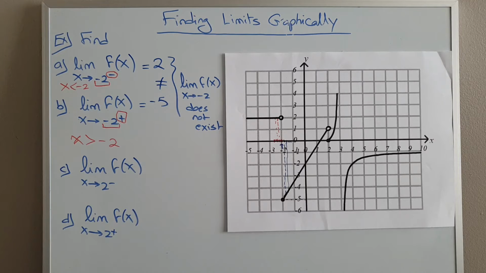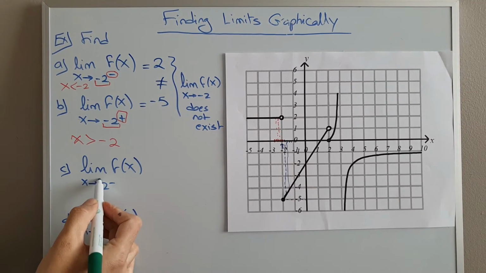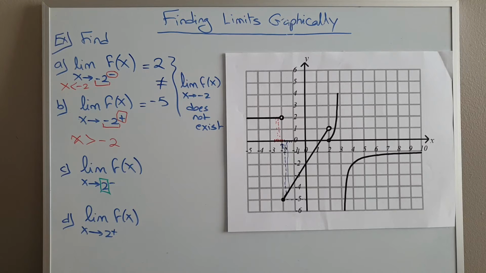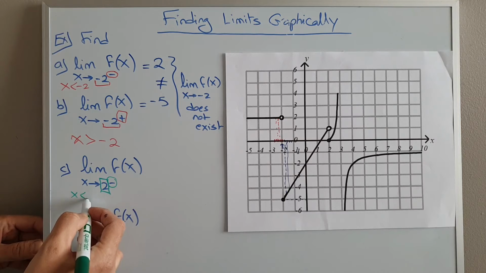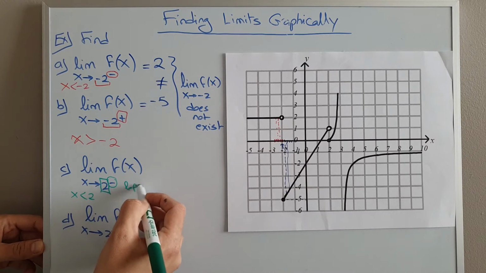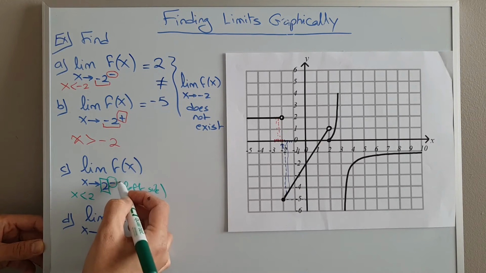Let's move on to part C. I'm finding the limit as x approaches 2 minus. So I know that the value I'm interested in is 2. So x is actually 2, or I'm approaching 2, but I'm approaching it from the left side. So we're looking at things less than 2. So this is from the left side.